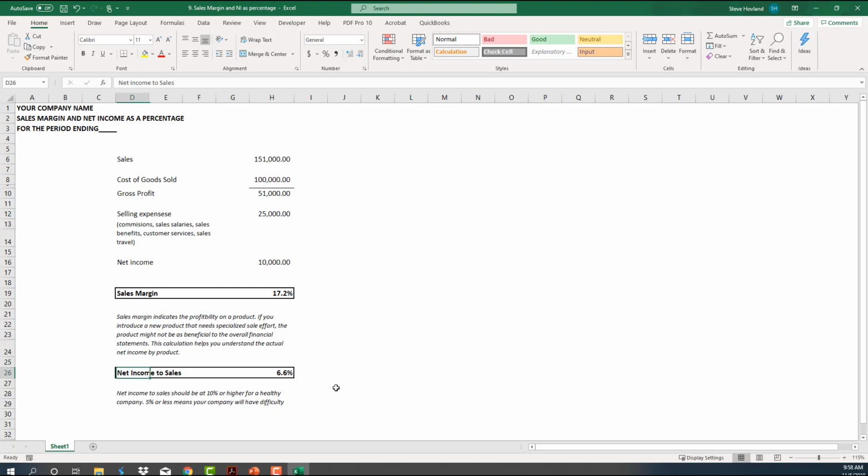Another item on here is net income to sales. As it says, it's a pretty simplistic formula. You take your net income and you divide it into your sales. For a small company to really manage your company well, you want that number to be at least 10% or higher. If you're at 5% or less, your company is going to have a lot of difficulty staying afloat and making it worth your time to go through that process.